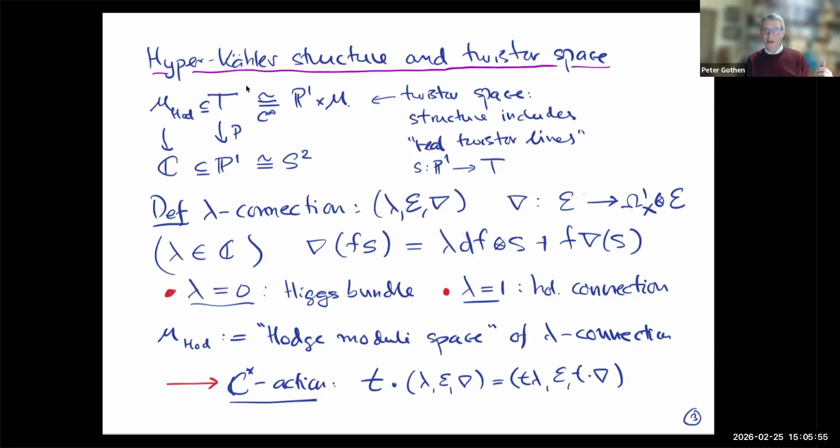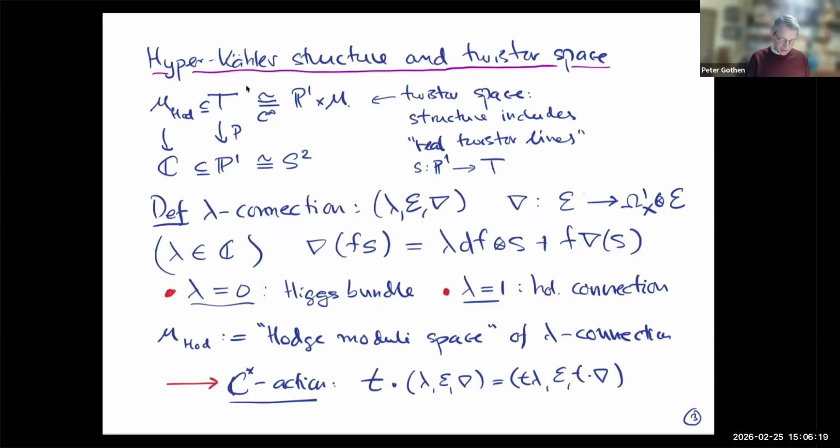So you see that the concept of a lambda connection is very nice because it allows you to put into the same kind of object that of a Higgs bundle, which is what you get when lambda is equal to 0, right? Because here it simply says that your operator nabla is linear over functions, so it's like an endomorphism valued one form, which is just a Higgs field. And of course, for lambda equal to 1, this is just the definition of a holomorphic connection.